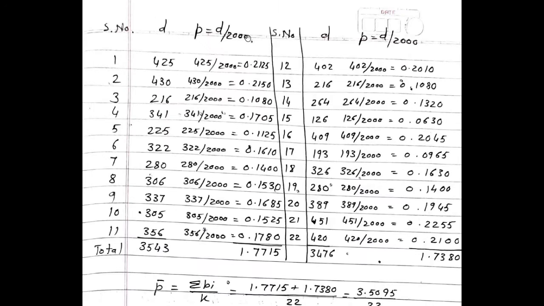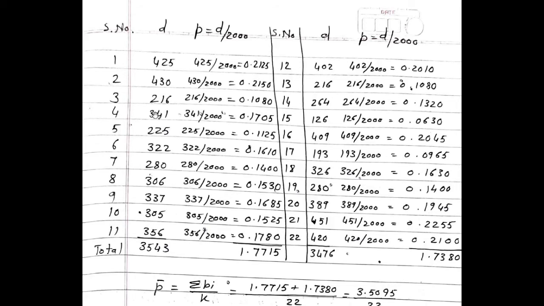See the first value 425. So we will calculate p as 425 divided by 2000. So the answer is 0.2125. Second sample, D value is 430. So 430 divided by 2000, the value becomes 0.2150. Third sample, D value is 216 out of 2000. So 216 divided by 2000 is equal to 0.1080.